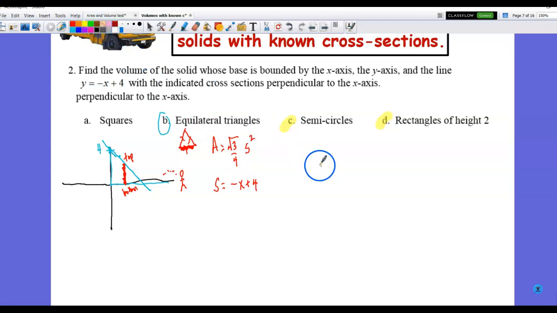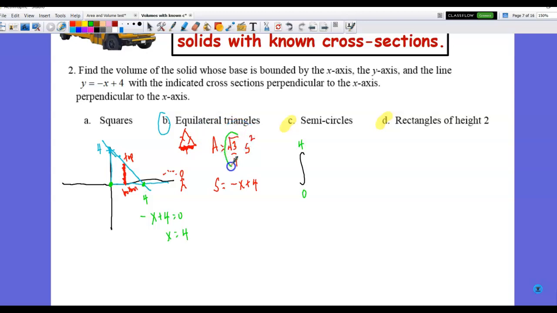So we now need to accumulate, and I can see that we are going to begin, the lowest x value of that region is 0, so I'm going to begin accumulating at 0. The highest x value of that region is the intersection of negative x plus 4 with the x-axis. So negative x plus 4 equal to 0, so x is equal to 4. So this is an x value of 4.